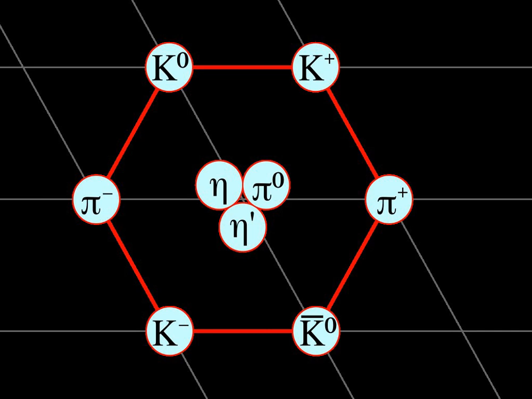For mesons, the parity is related to the orbital angular momentum by the relation P equals (minus 1) to the power L plus 1, where the L is a result of the parity of the corresponding spherical harmonic of the wavefunction.